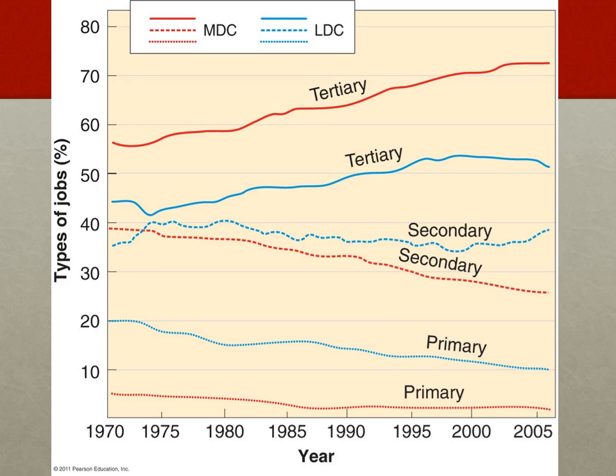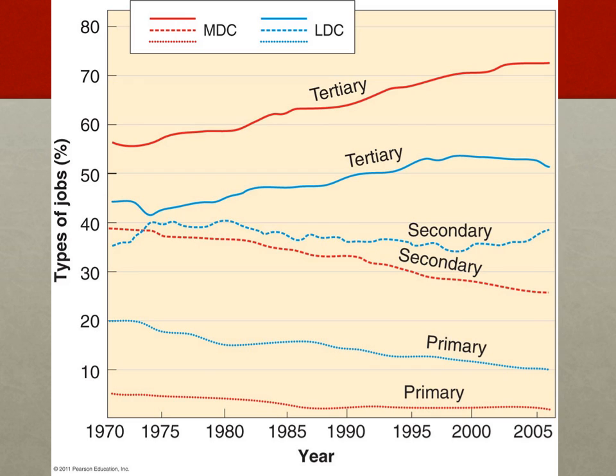MDCs are more developed countries. You're going to want to go ahead and label that. Now, we'll get into a lot more of this detail in our next lecture, but for right now, MDCs are more developed countries. LDCs then, what do you think those are? Hopefully you said less developed countries, because that's exactly what we're looking at here.